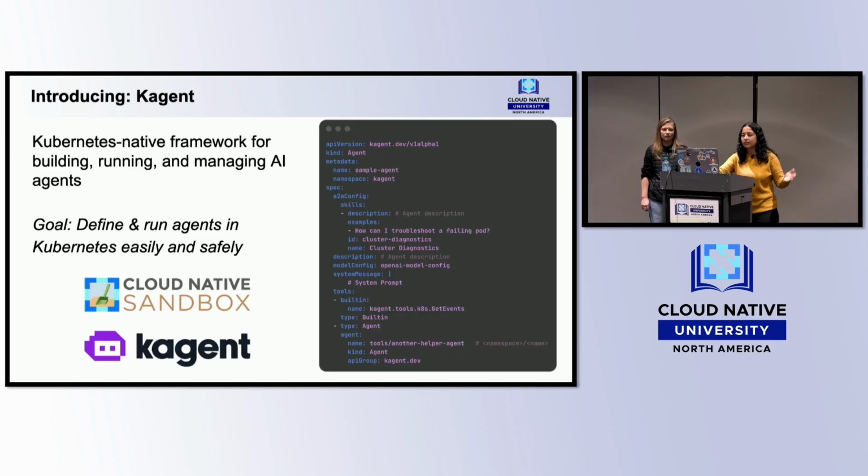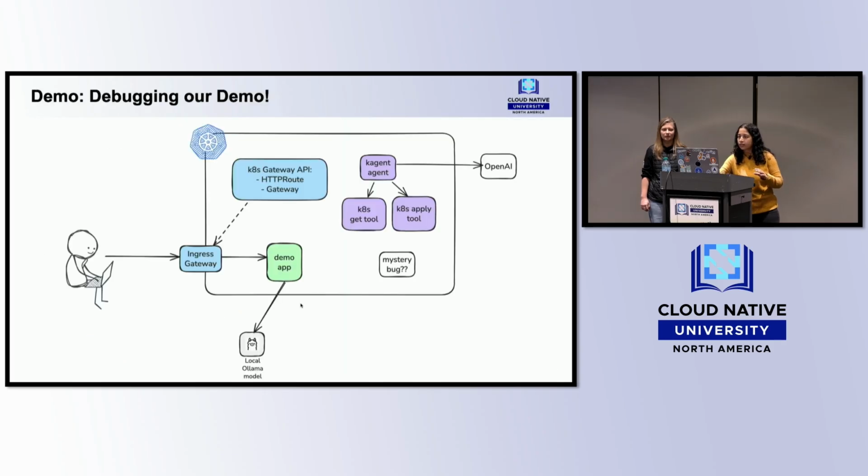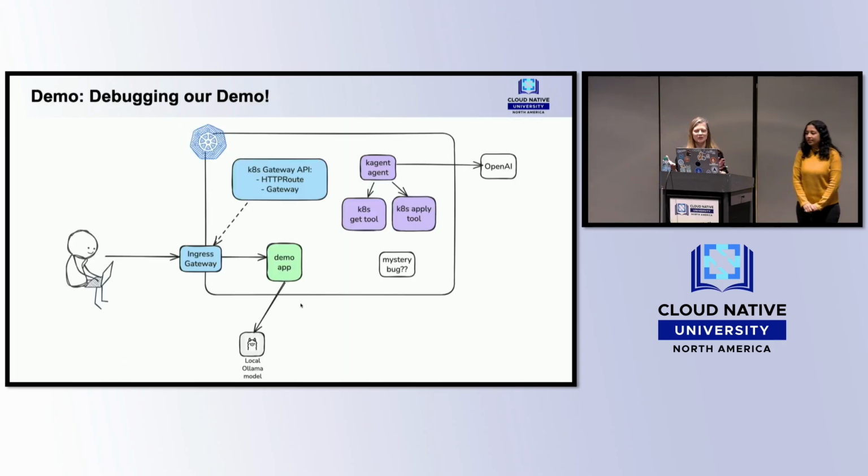So with that, we introduced this project called Kagent. In one sentence, it is a Kubernetes-native framework for building, running, and managing AI agents. The goal with Kagent is to define and run agents in Kubernetes very easily and safely. It's a sandbox project. On the right, you can see a simple YAML spec of the three things we talked about earlier: the description, model, system prompt, and then the tools.